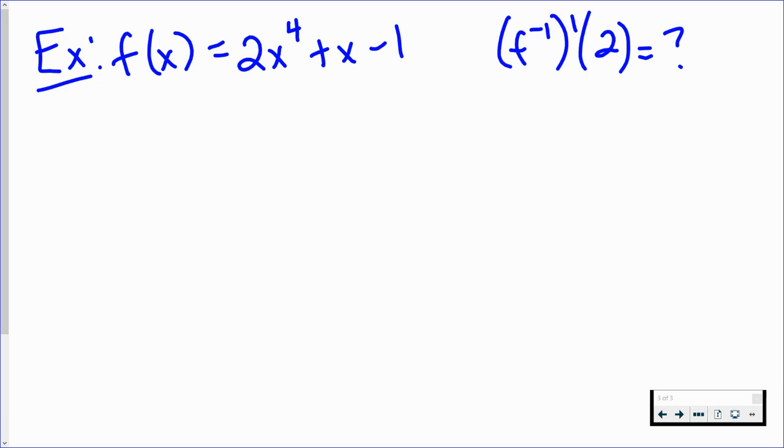Okay, so we want the derivative of the inverse at 2. Okay, 2 is the x-coordinate of the inverse, which means it's the y-coordinate of the original. So we want to set 2x to the fourth plus x minus 1 equal to 2.